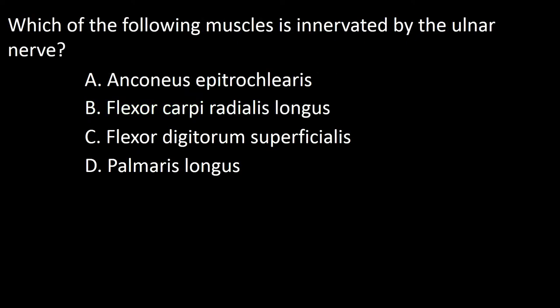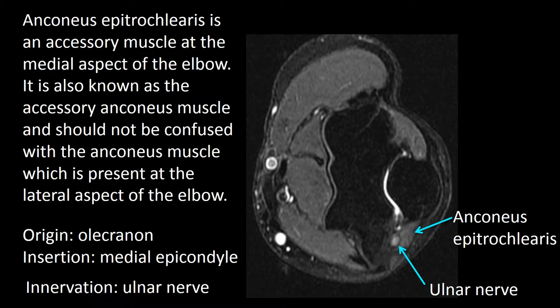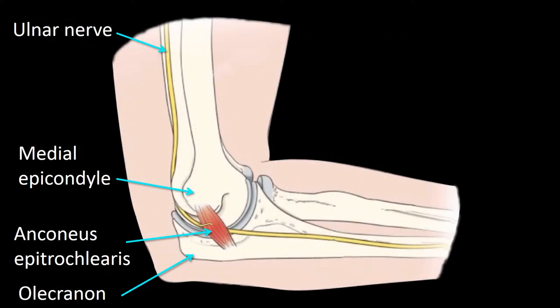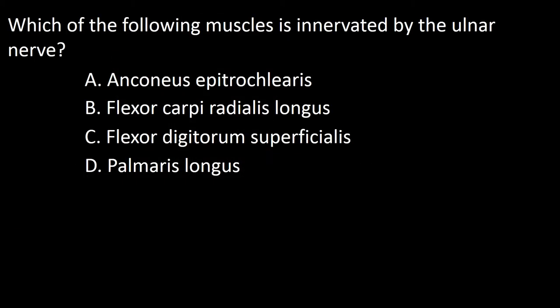Next question. Which of the following muscles is innervated by the ulnar nerve? A. The anconeus epitrochlearis, B. The flexor carpi radialis longus, C. The flexor digitorum superficialis, D. Palmaris longus. The anconeus epitrochlearis is an accessory muscle at the medial aspect of the elbow. It is also known as the accessory anconeus muscle and should not be confused with the anconeus muscle, which is present in the lateral aspect of the elbow. The anconeus epitrochlearis is innervated by the ulnar nerve. Here is a cartoonish representation of this muscle. You can see its relation to the medial epicondyle and to the olecranon. So the answer to this question is A.